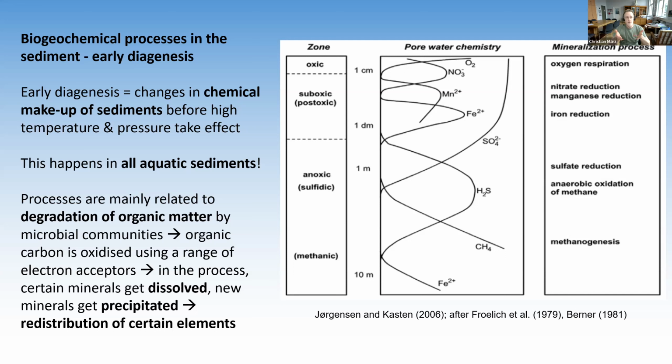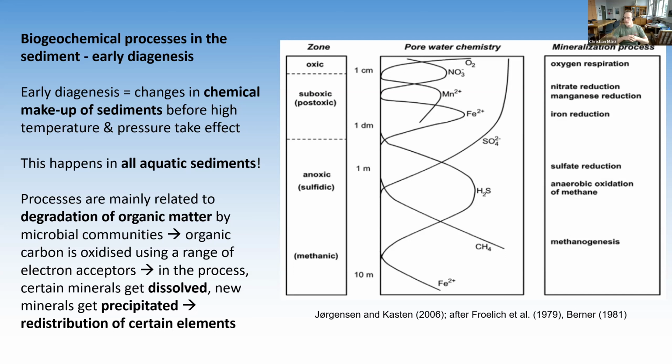My talk is mainly going to be about early diagenesis. So what does early diagenesis mean? That's just a bit of an introduction for people who don't tend to think about early diagenesis all that much. It's basically changes in the chemical makeup of sediments at relatively shallow depths. So you see this schematic illustration on the right-hand side that goes down to roughly 10 meters, but early diagenetic processes can also happen at greater depths.